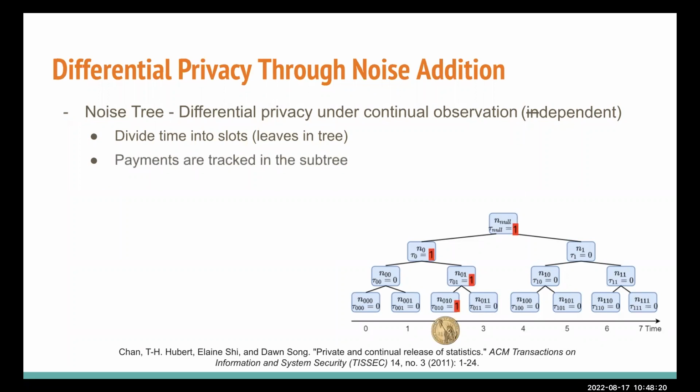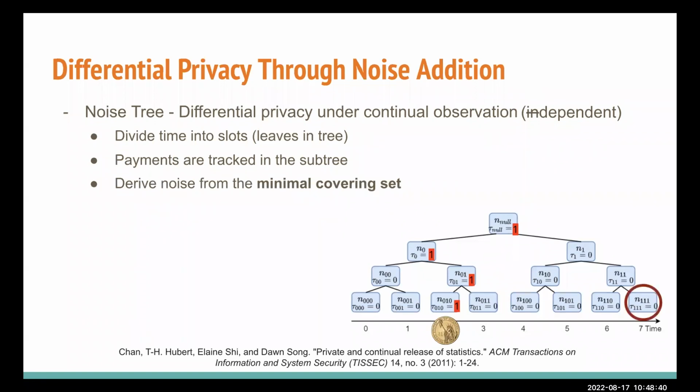Then we want to track payments in the subtree, in the route to the root. So for example, if we had a coin transfer here, then all we can see here are the changes that we know: okay, a payment happened in this subtree. Now we derive noise from the minimal covering set.